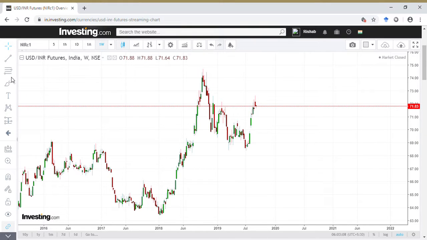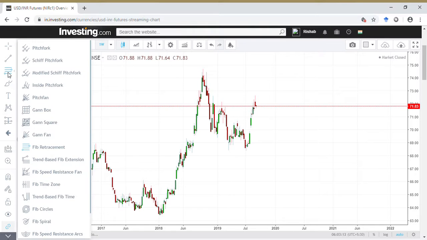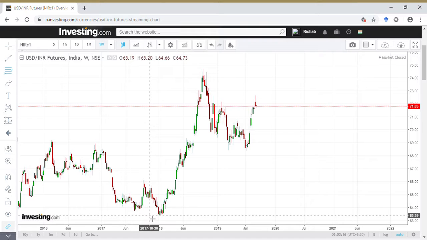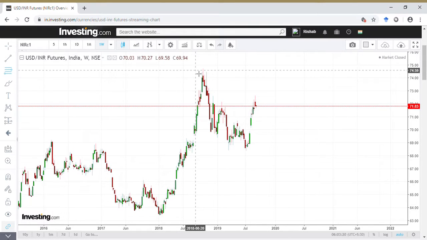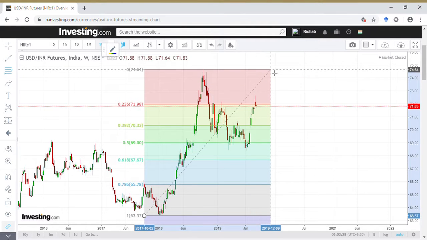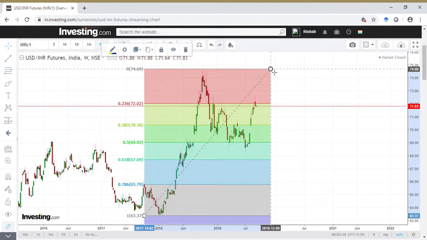To see the further reaction, we use the Fibonacci extension tools. First, let's see how much the price has retraced. In the year 2019, the price went from 63 to 74.72. So when we use the Fibonacci retracement, we see how much of the price has been retested.